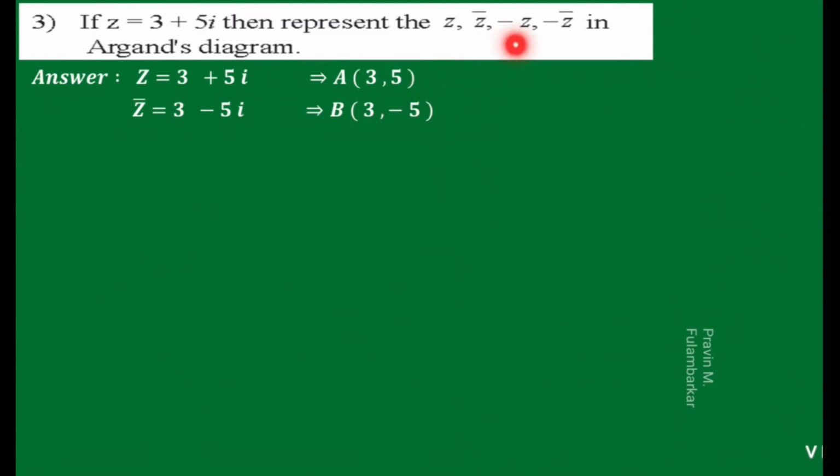So we next find minus z. Minus z means we have to change the sign of this z, that means we get minus 3 minus 5i. So we write the minus z by changing the sign. So we get minus 3 minus 5i. Now from this we write the point as C of (-3, -5).